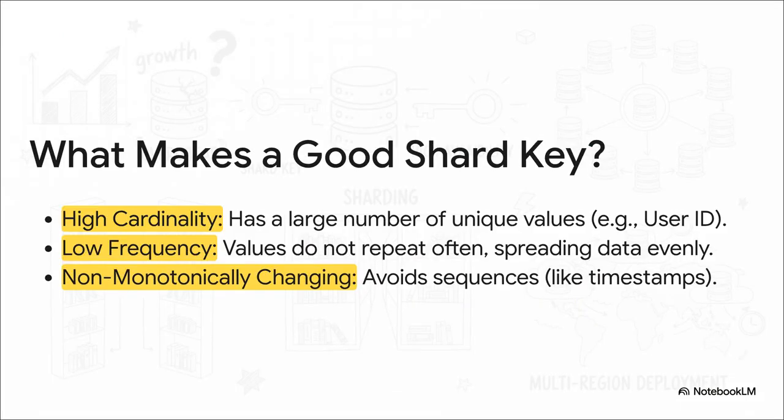So, what makes a good one? Well, there are pretty much 3 golden rules. First, it needs to have high cardinality. That's just a fancy way of saying it has lots of unique values, like a user ID. Second, low frequency. You want values that don't repeat too often, so the data gets spread out nice and evenly. And third, and this is a big one, it should be non-monotonically changing. This means you want to avoid a key that follows a predictable sequence, like an order timestamp, because that can cause all your new data to pile up on a single shard.